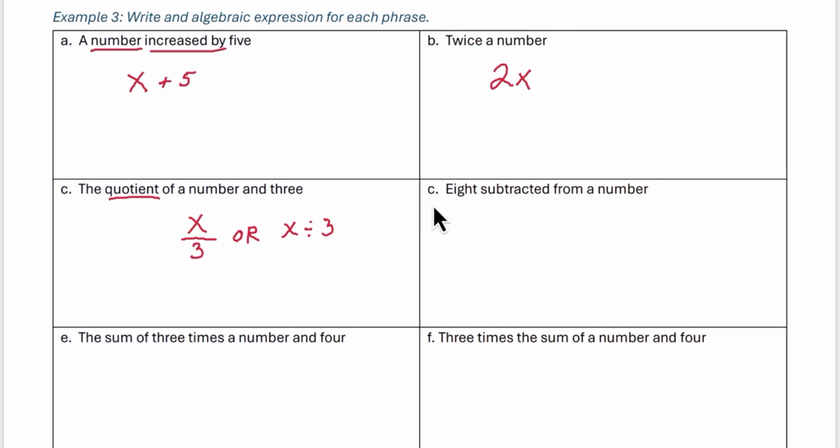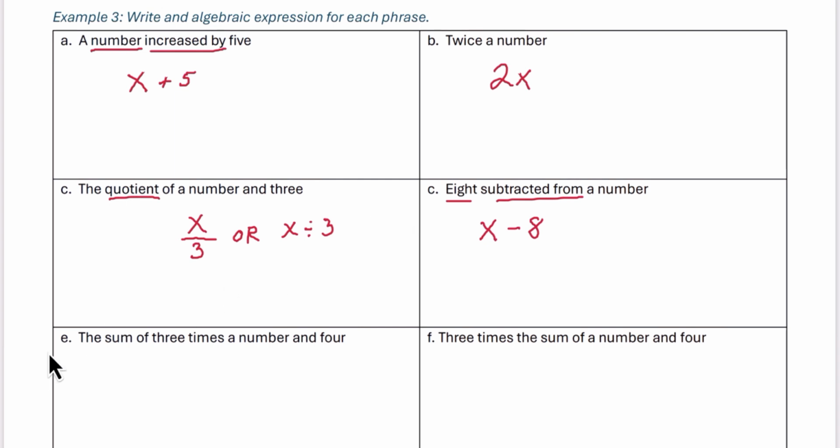Part D, 8 subtracted from a number. This one we have to be careful with. 8 subtracted from a number. We're starting with a number and we are taking 8 away from it. Again, the order there matters. Be careful with phrases like that.